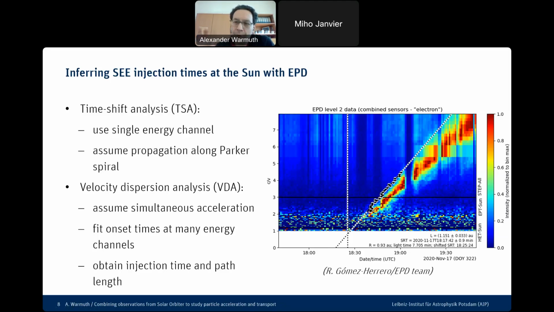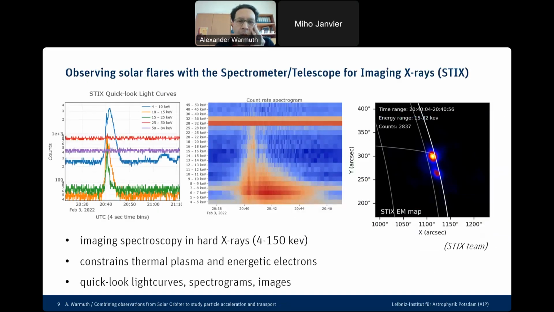If we assume that all of those electrons are injected at the same time at the sun, we can fit this and obtain a solar release time or injection time. And in addition, we get the constraint on the path length. So the assumption of a Parker spiral is no longer required. And this is basically the more accurate method.